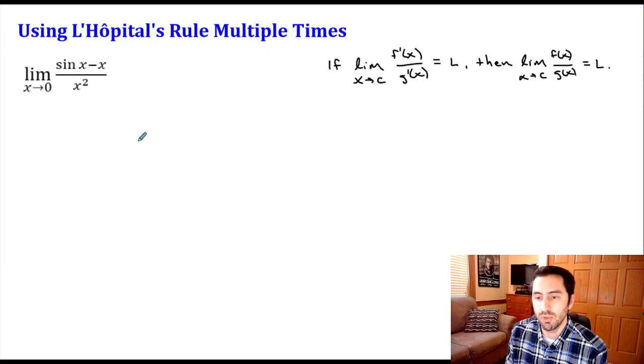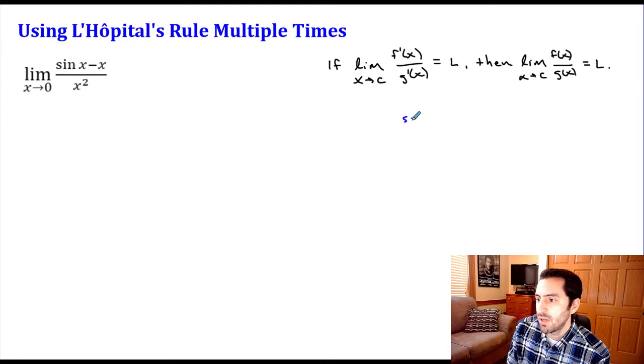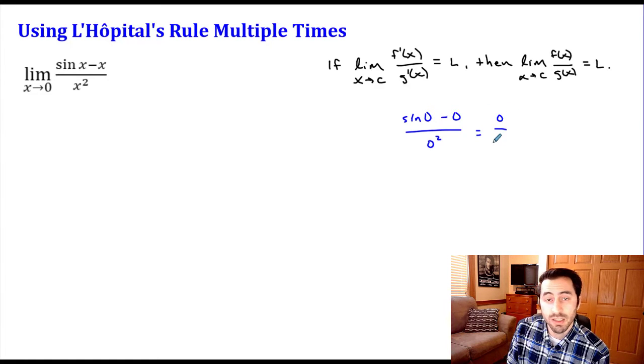So now let's take a look at my example. And what we're going to see is we actually have to use L'Hopital's rule more than once. So the first thing, just to verify that we do have an indeterminate form, if I try to evaluate this limit just by plugging in 0 for x, I would end up with the sine of 0 minus 0 all over 0 squared. In the numerator, the sine of 0 is equal to 0. So we get 0 minus 0 is 0. And then in the denominator, 0 squared is also 0. So we do have this indeterminate form. So that means we're going to want to use L'Hopital's rule.